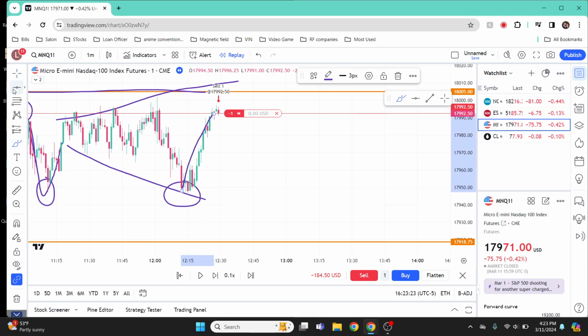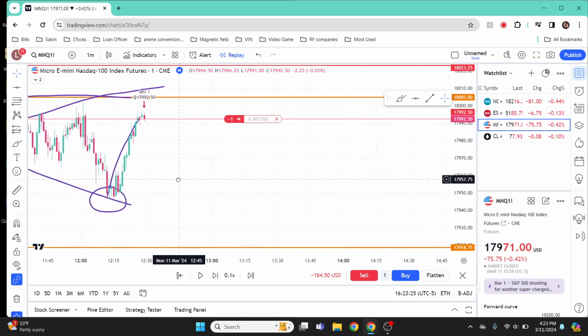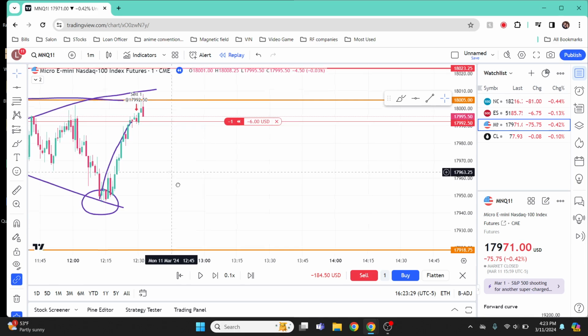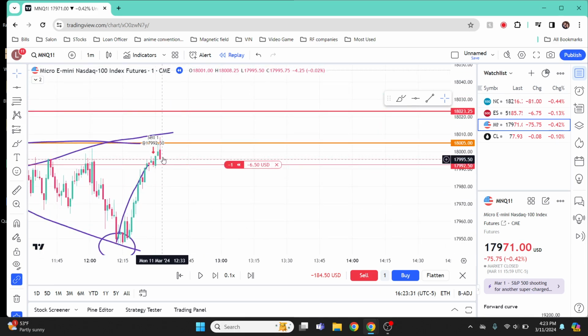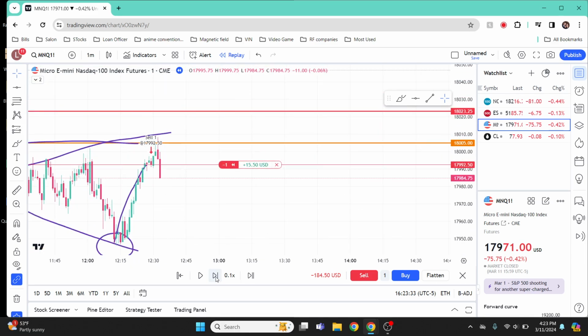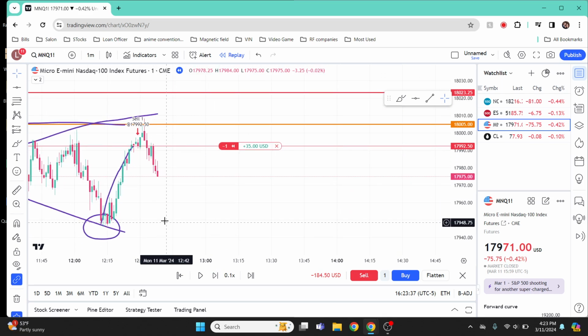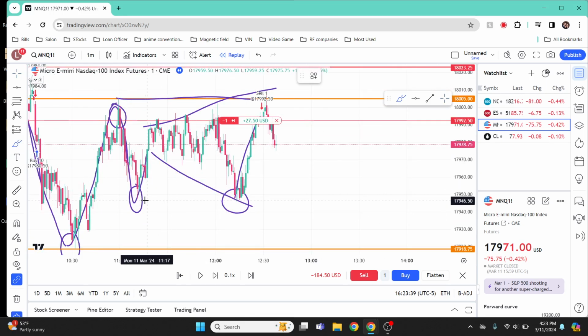Right here, we're going to go up, and we're going to see what happens here. So it tapped the line up here. I'm going to hope for it to go back up again, so I can just add one more position. And now I'm in the positive. I just wait. I just wait for it to come back down here. Come down here again.